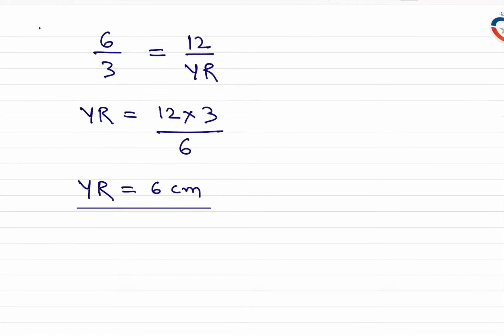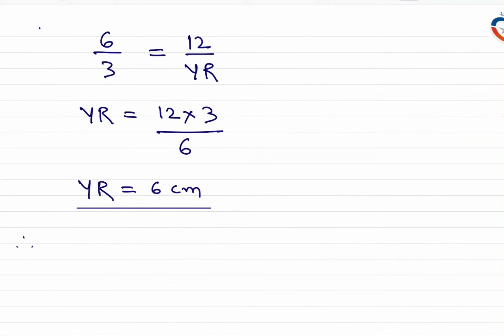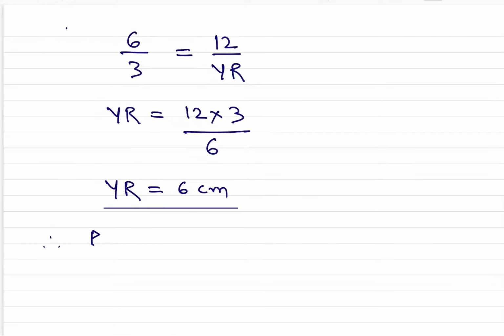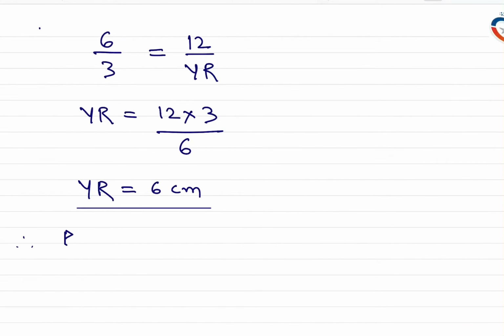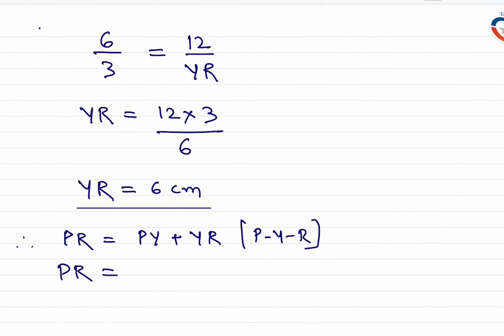Fine. Now for the answer you require PR. So you can say that PR will be equal to what? PY plus YR. So you can say PR is equal to PY plus YR. So you'll get PR is equal to 12 plus 6. So PR is equal to 18 centimeters.